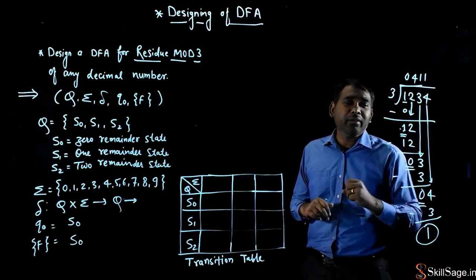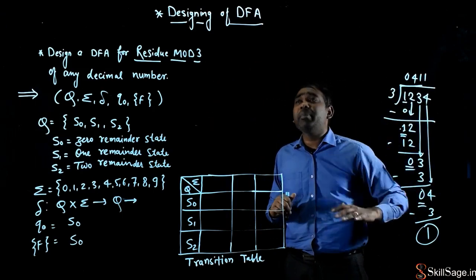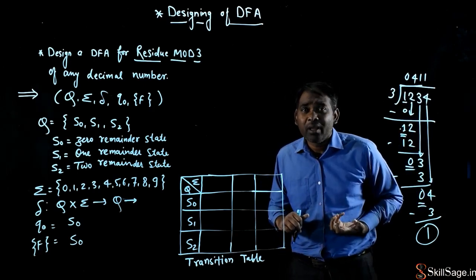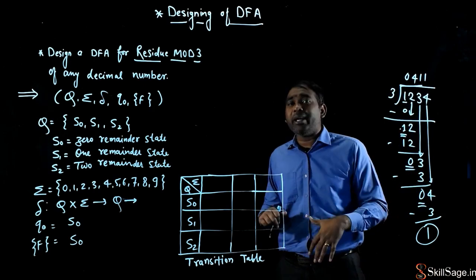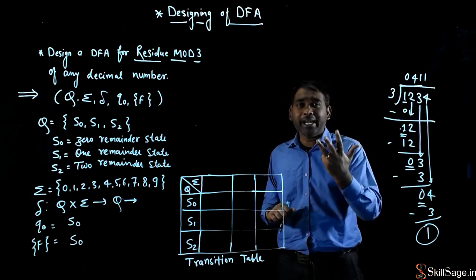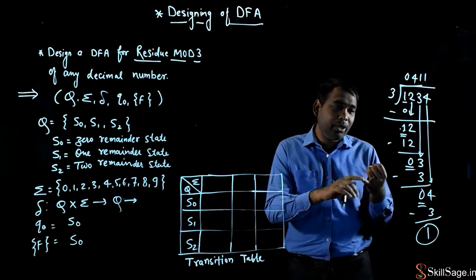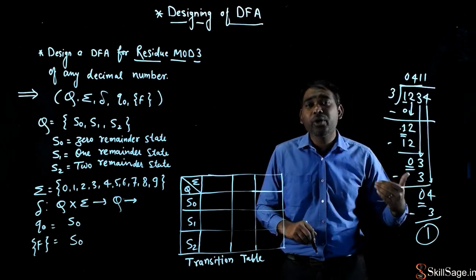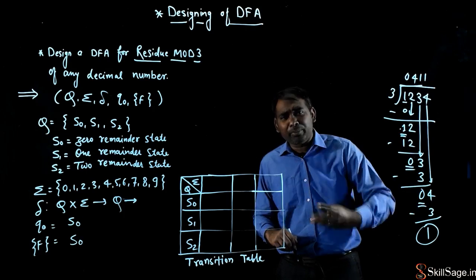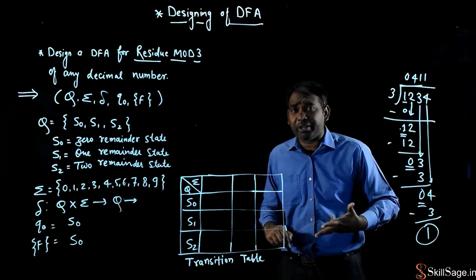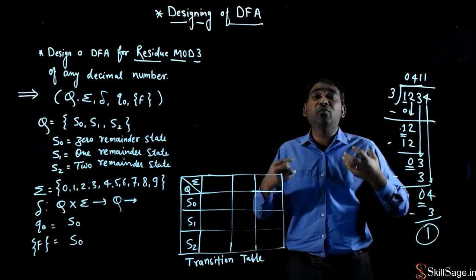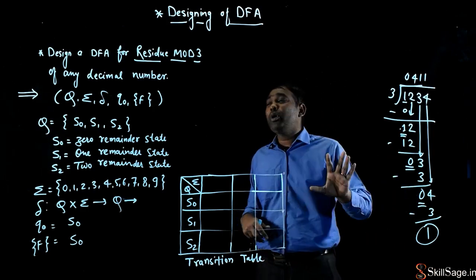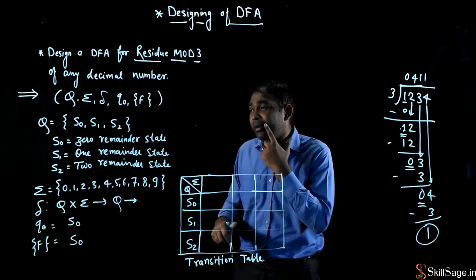So what do we do here? If I divide any number by 3, what kind of remainders am I going to get? I am going to have 3 kinds of remainder. Either I am going to get a 0 remainder, or a 1 remainder, or a 2 remainder. These are the only 3 possibilities if I divide any number by 3, because I need to concentrate on what my remainder is.